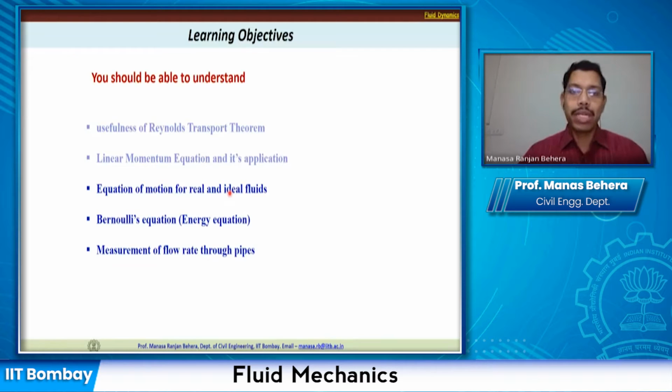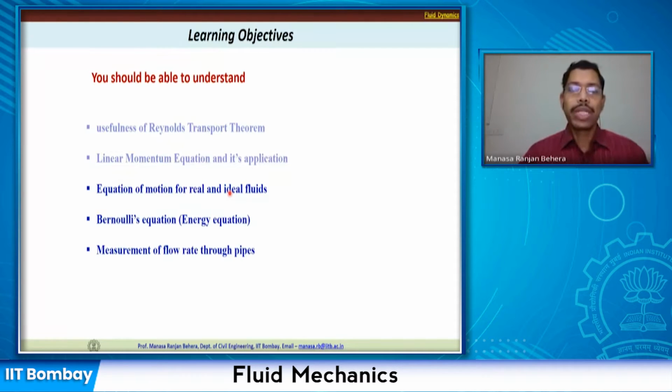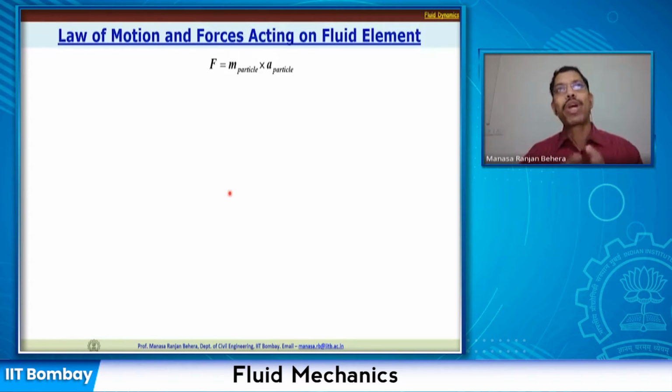We'll also see Bernoulli's equation and how it is applied to various problems. Now, when we talk about equation of motion, basically it is the law of motion. So the moment we talk about law of motion, we remember Newton's second law, which says that force is equal to mass into acceleration. Now we have already seen how the total acceleration is derived based on temporal as well as convective accelerations.